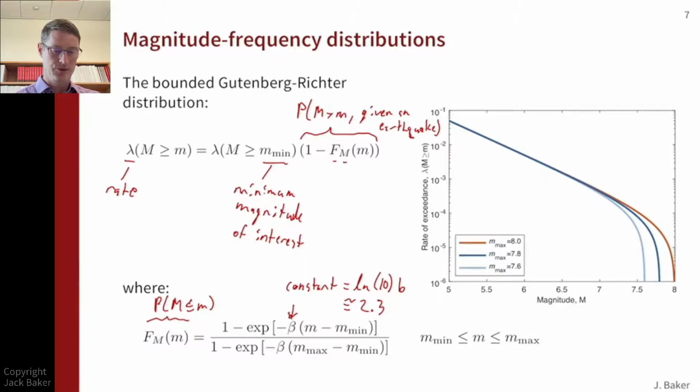M is the number we're specifying to evaluate this function. M min, again, is that smallest magnitude of interest, and M max is the largest magnitude that the source can produce. So M max here is the largest M that the source can produce.